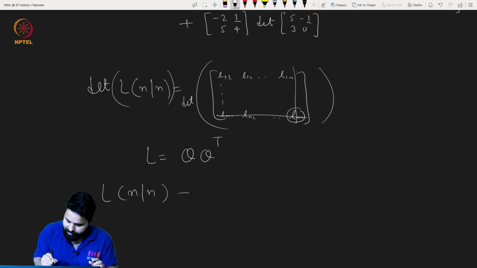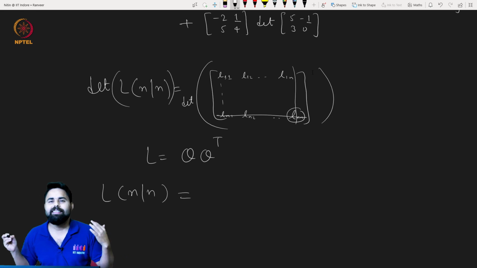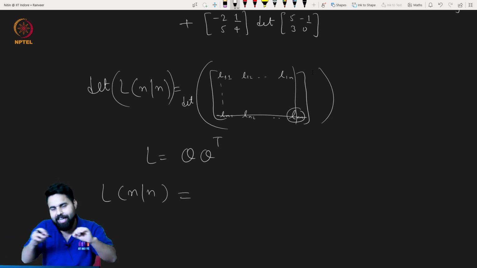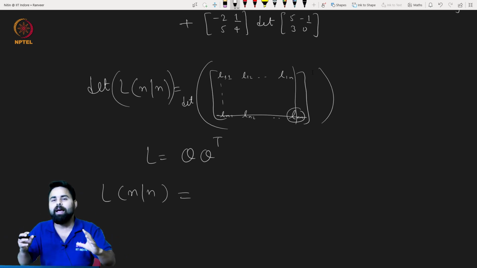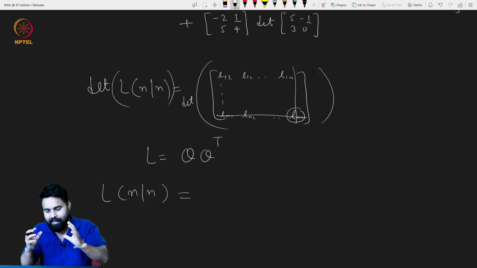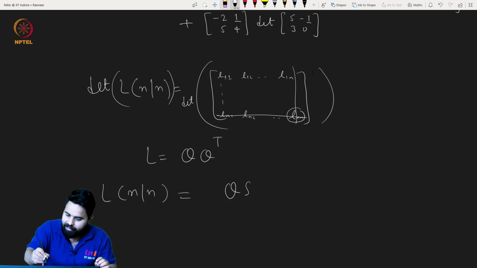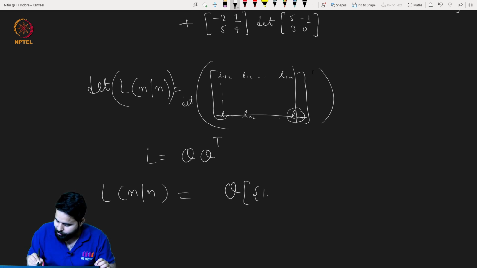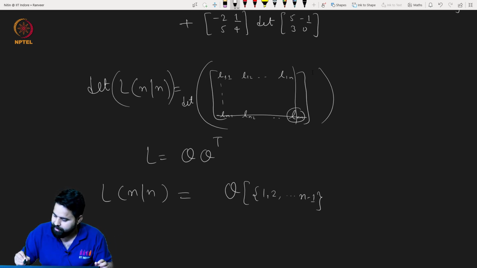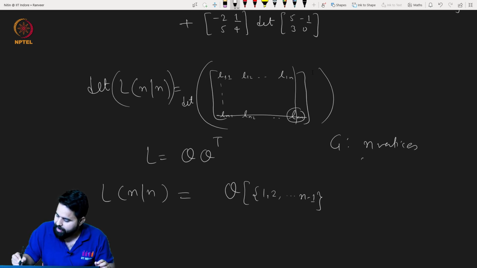Lnn is what? It's nothing but from Q you remove the last row and then multiply whatever the resulting matrix is with its transpose. So basically from Q you are removing the last row, so suppose now rows are just like this, n minus 1. Suppose in the graph G there are n vertices, and m edges.